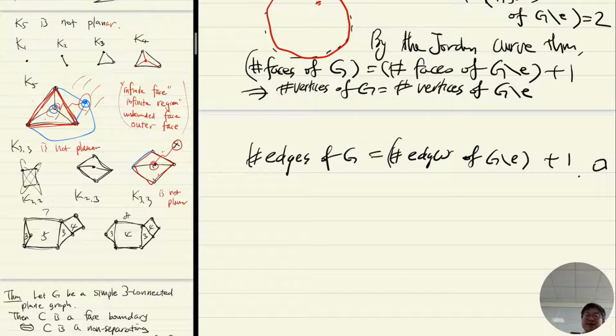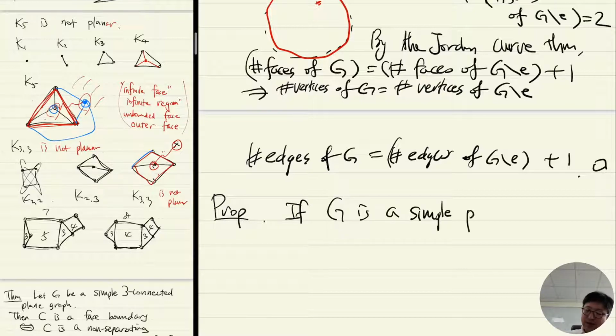All right, so that's it. So that's Euler's formula, and by using Euler's formula, you can prove many things, and one of the most important consequences is the inequality on number of edges of the planar graph. So here's a proposition. If I say graph is not simple, then number of edges could be infinite, a lot, right? Unbounded. But if graph is simple, then it's different.